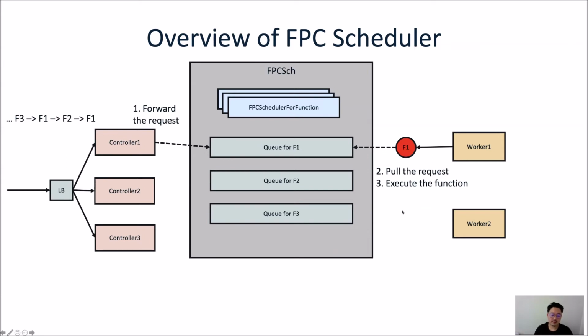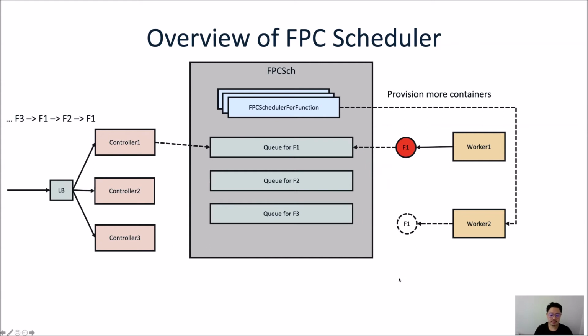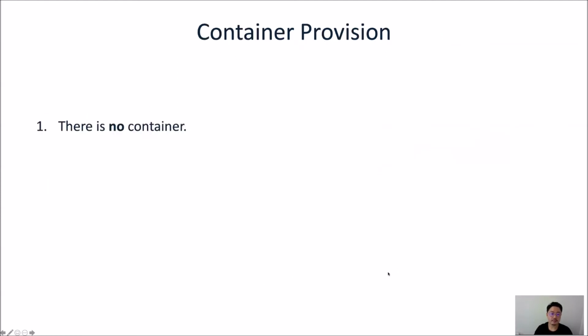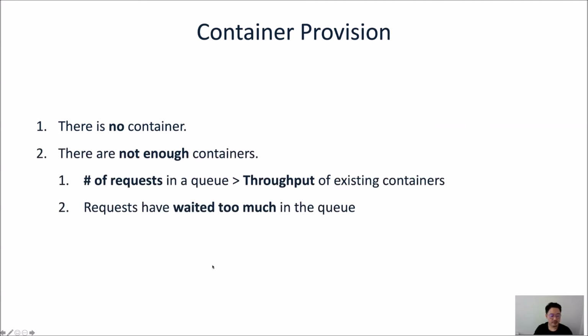And if this one single container is not enough, then our scheduler asynchronously provisions more containers. Now it's very important to decide when and how many containers to provision. In our scheduler, container provision happens when there is no container and when there are not enough containers. Not enough here means the number of requests in the queue is more than the throughput of existing containers. And if any requests have waited too much in the queue, then we consider there are not enough containers.